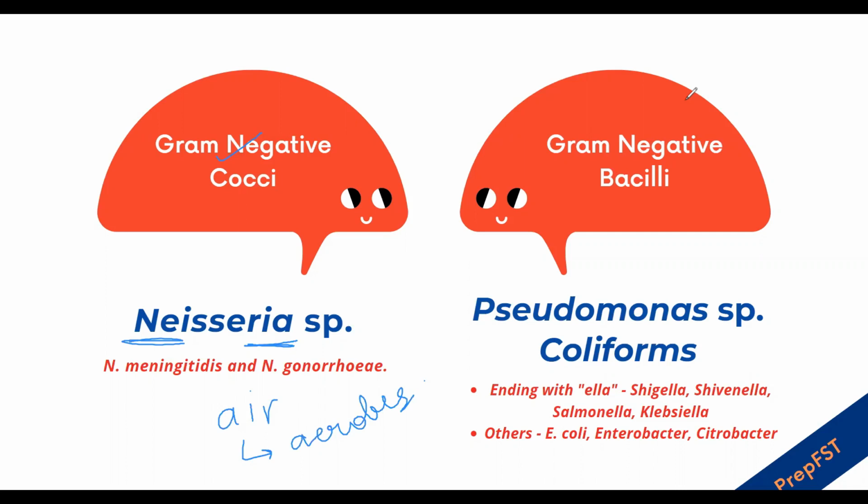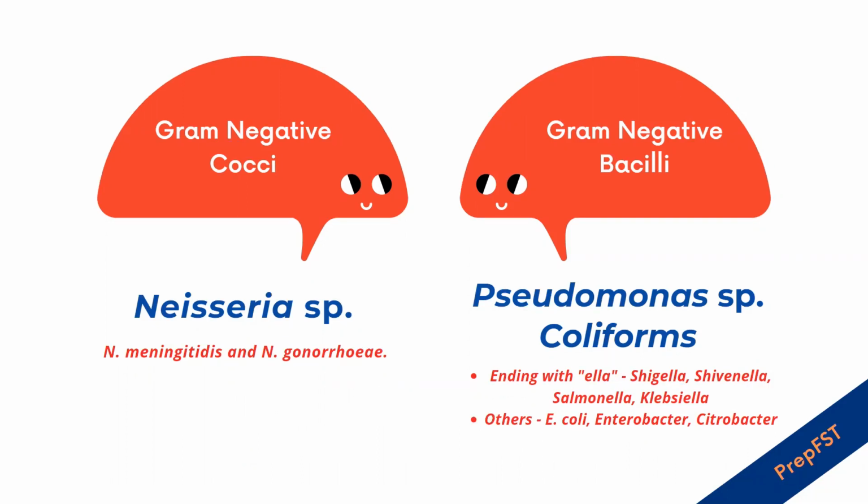Finally, let's come to the gram-negative bacilli and the two major members that are Pseudomonas species and the coliforms. A small trick to remember the name of common coliforms significant to foods is that they end with ELLA. For example, Shigella, Cronobacter, Salmonella, Klebsiella, etc. However, that's not always true. For example, E. coli, which stands for Escherichia coli, Enterobacter, Citrobacter, etc.